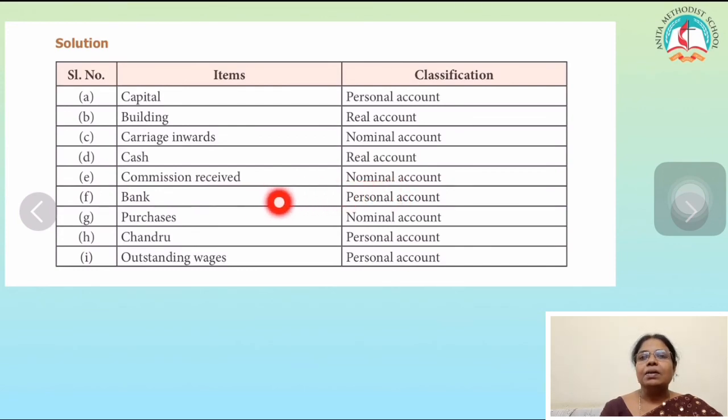Bank, artificial personal account. Purchases, it is considered as an expenditure, so it is a nominal account. Chandru, personal account because it relates to the name of a person. Outstanding wages, representative personal account.